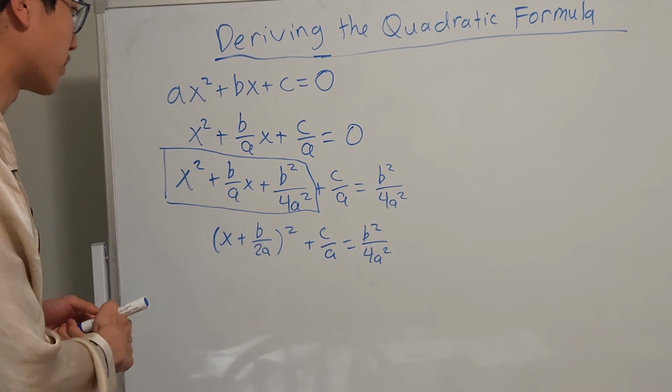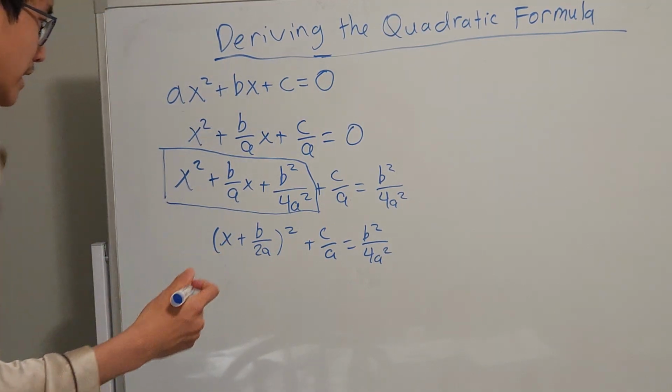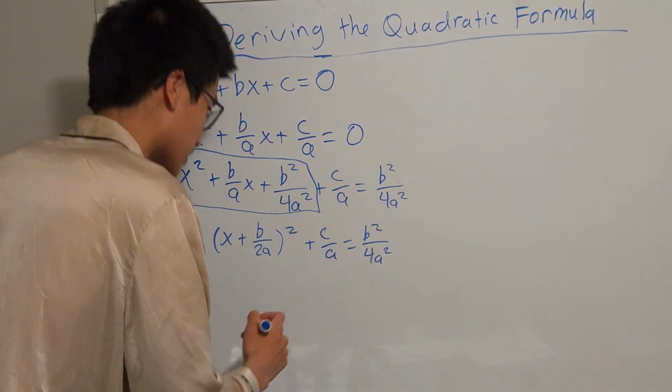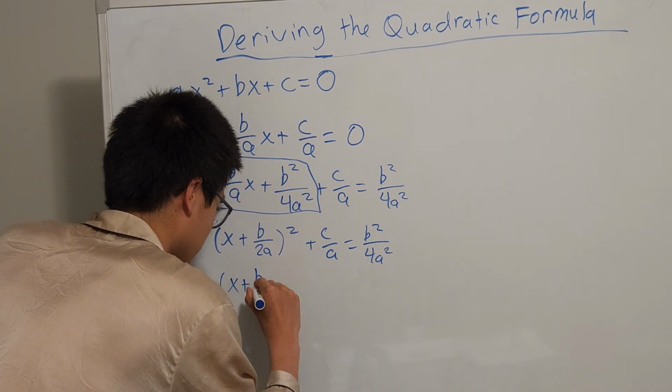So now we will be moving our c over a, so we'll subtract c over a on both sides.